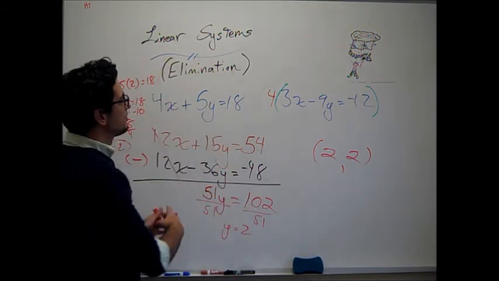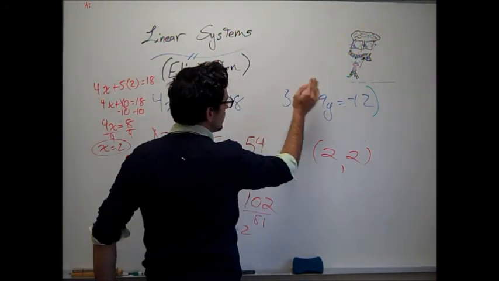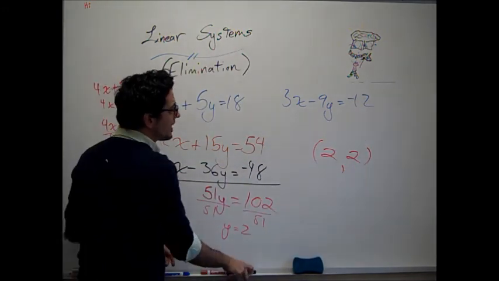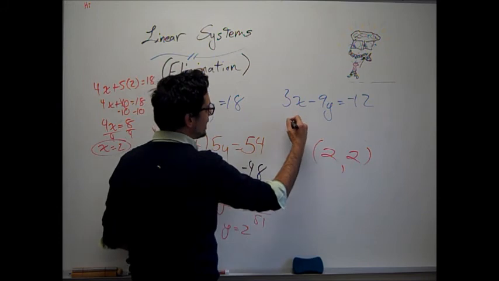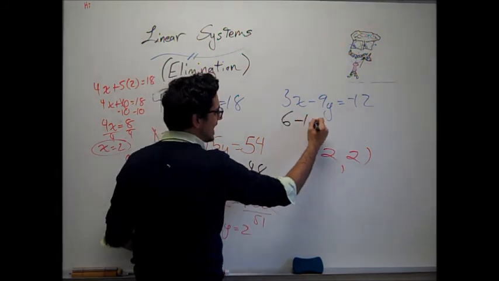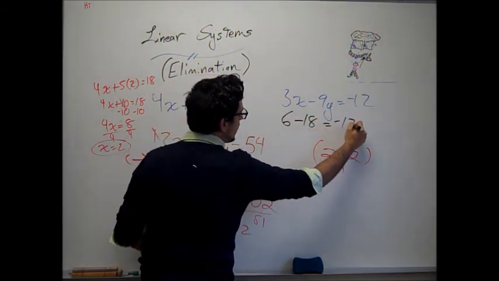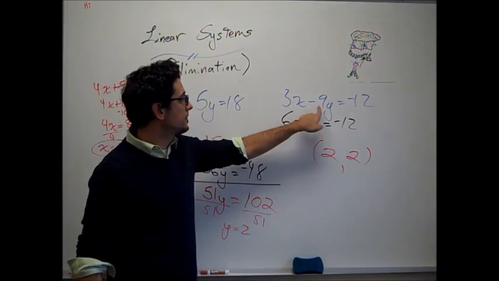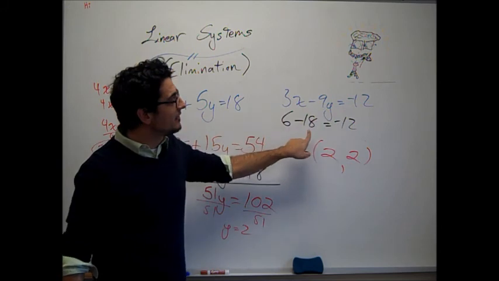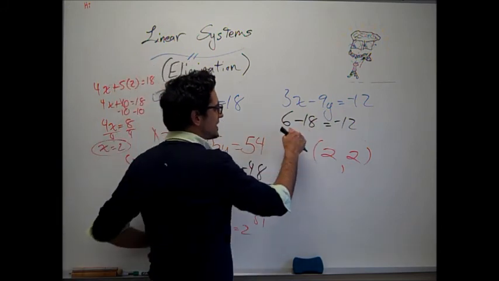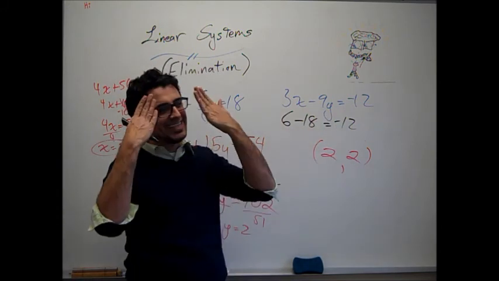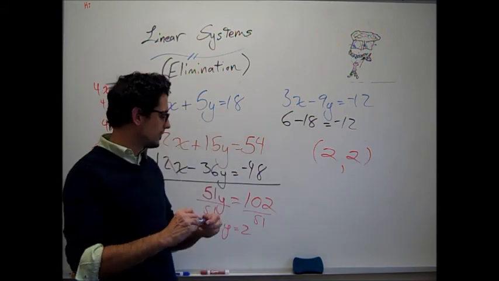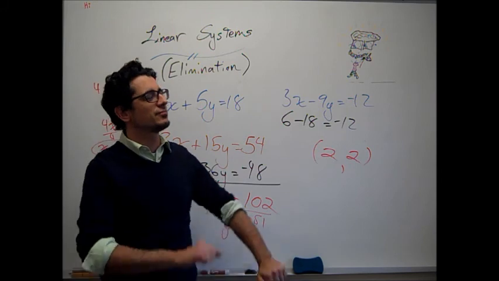Let me just double check it, because it's always good to test your mathematics. So, if this is true, then I've got 2 times 3x, which would give me 6, and minus 18 is equal to negative 12. How did I get 6 and 18? 2 times 3 is 6, 2 times negative 9 is negative 18, and so then 6 minus 18 gives me negative 12, so I see that I've done this right, so I'm feeling good about life. Alright? Well, I feel good about life anyway, because I got mathematics in my life.